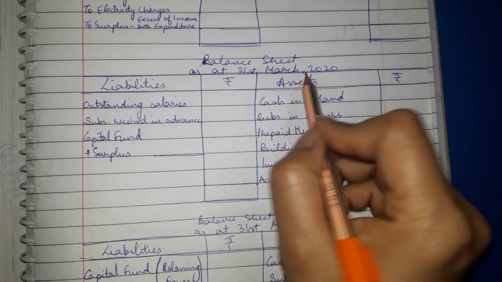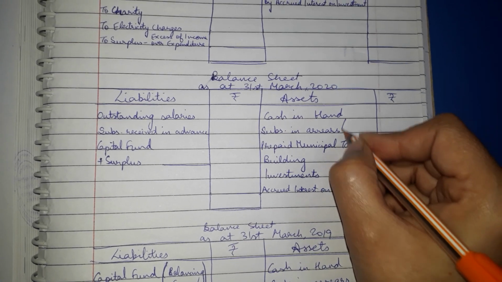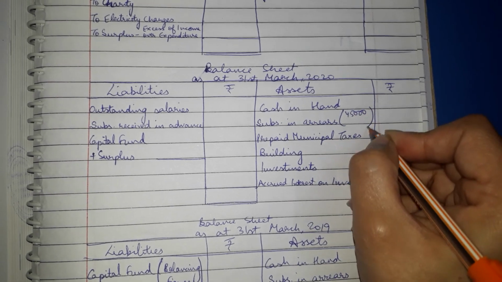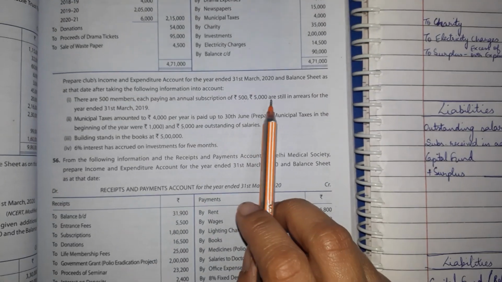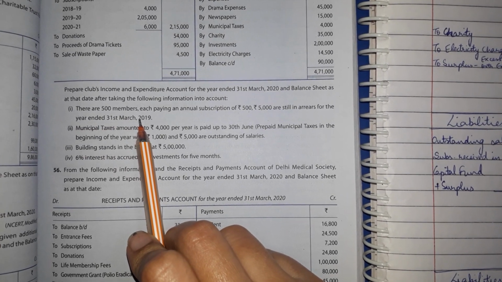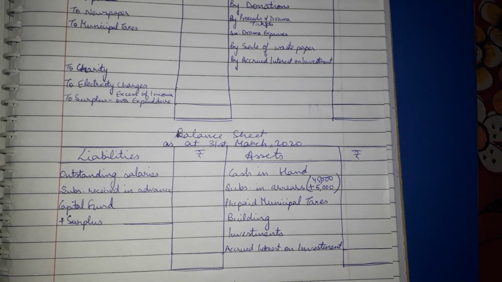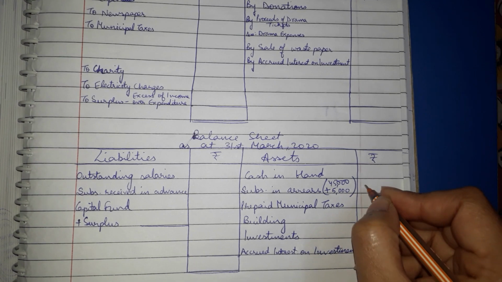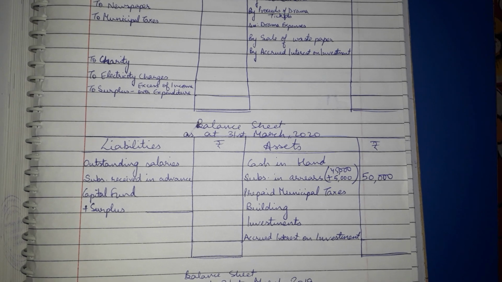Now, subscription in arrears for this particular year, that is the current year balance sheet, we will mention subscription in arrears 45,000 is in arrears for current year. Also, if you read the question, it is mentioned 5,000 are still in arrears for the previous year. That is yet to be received, right? Which means that again this is also outstanding and thus needs to be shown on the asset side of balance sheet. So in total we have 50,000 in arrears which is receivable by us in the future.